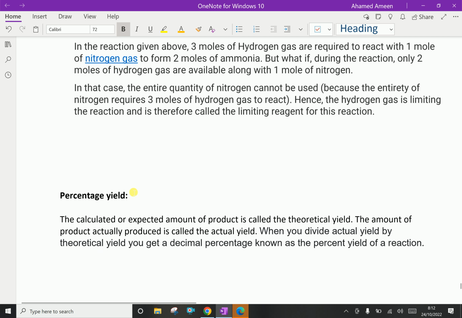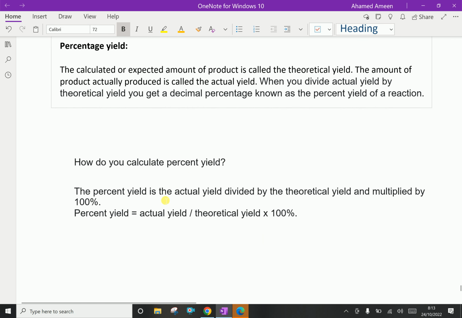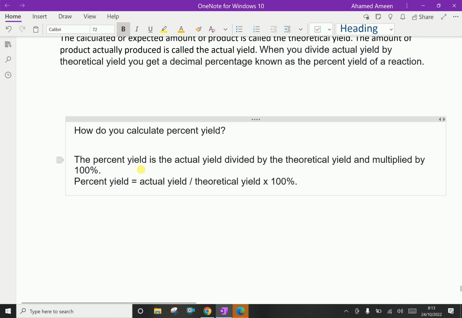Next we will discuss percentage yield. Here, the calculated or expected amount of product is called the theoretical yield. The amount of product actually produced is called the actual yield. When you divide actual yield by theoretical yield, you get the percentage yield of the reaction. How to calculate percentage yield? The percentage yield is the actual yield divided by the theoretical yield and multiplied by 100%. That is, percentage yield equals actual yield by theoretical yield into 100.